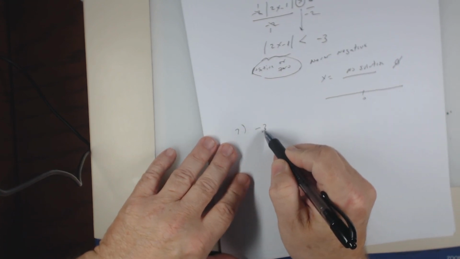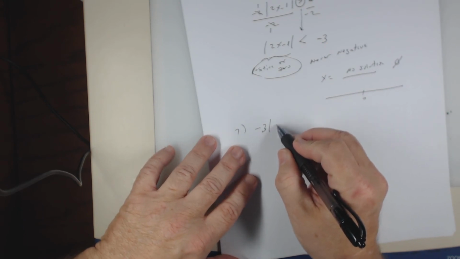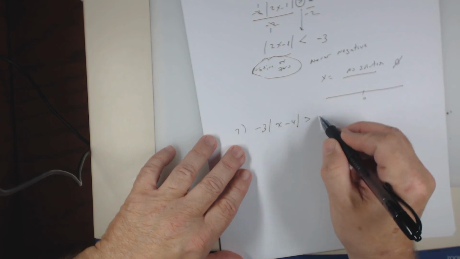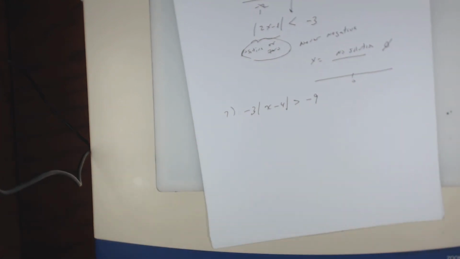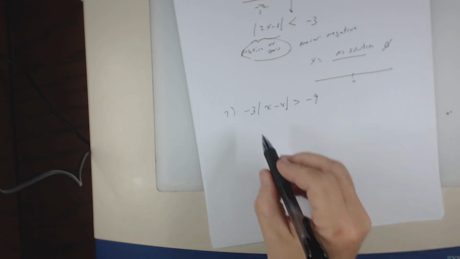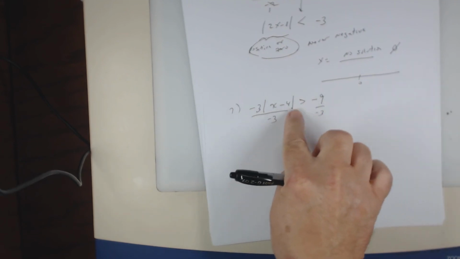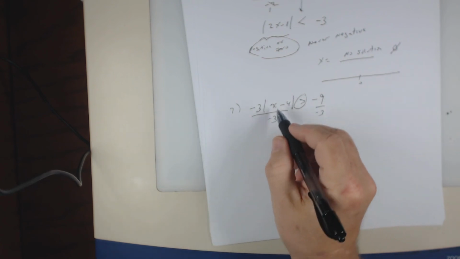So negative 3, let's say. Let's change it. Negative 3 times the absolute value of x minus 4 is greater than, let's say, negative 9. It's greater than negative 9. Okay, what's the next step? How about divide by -3. All right, but I am dividing both sides by a negative number, so what must I do? Just reverse the inequality symbol.